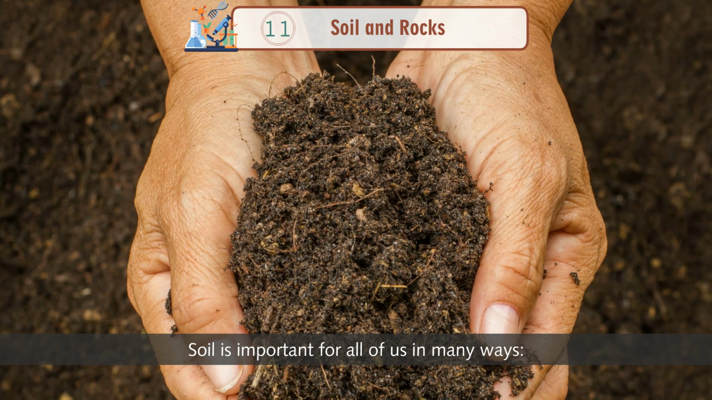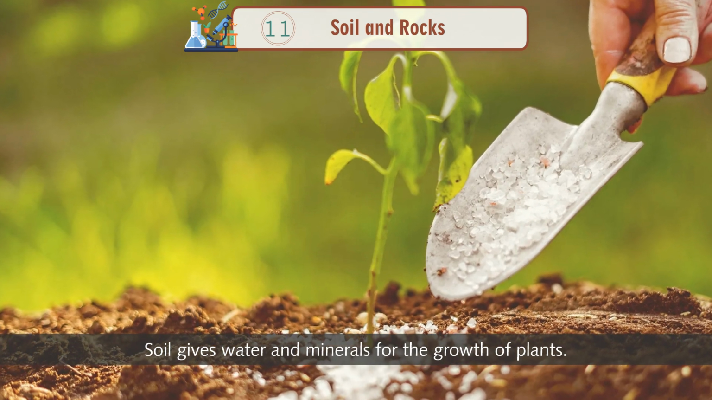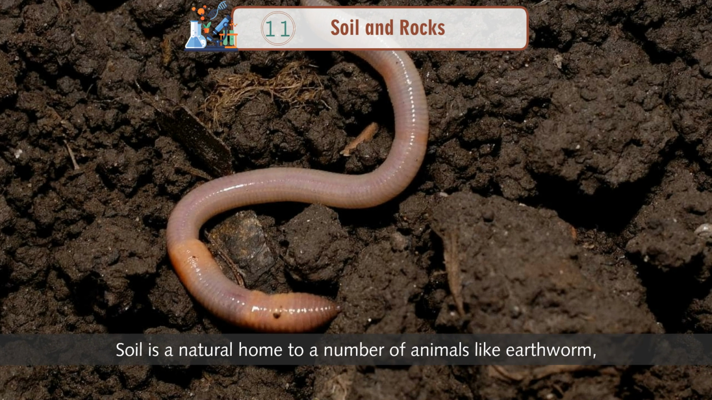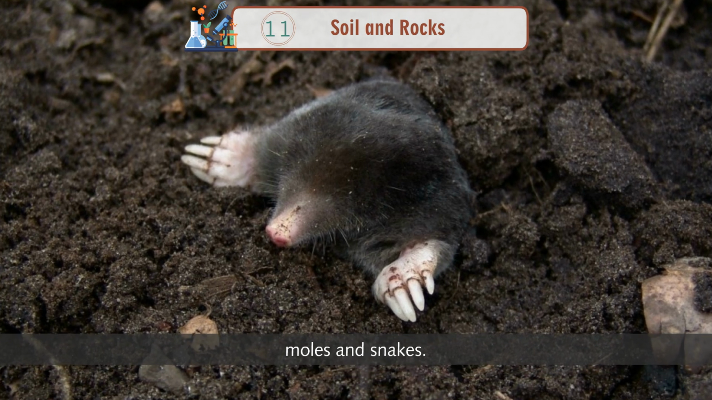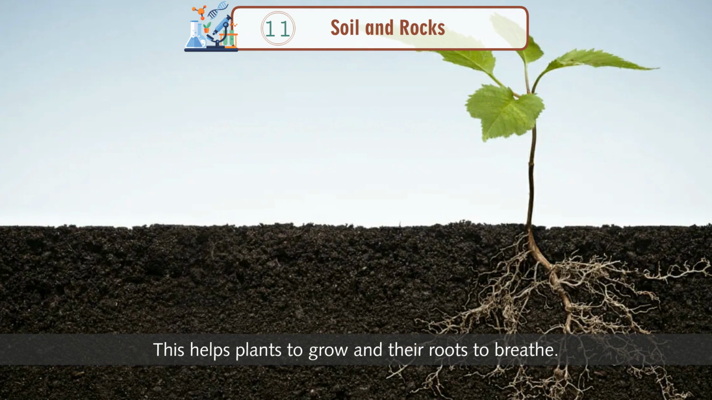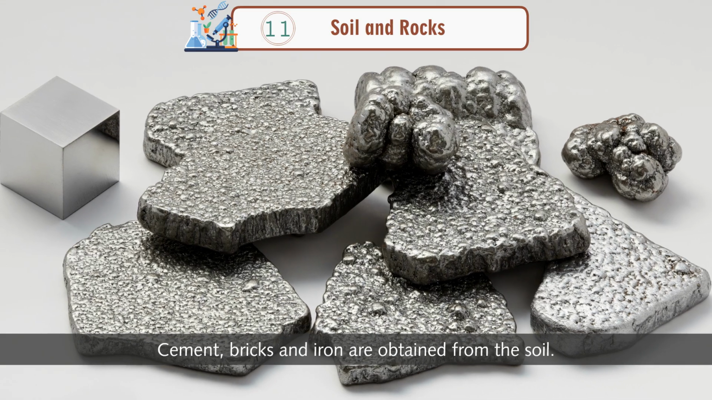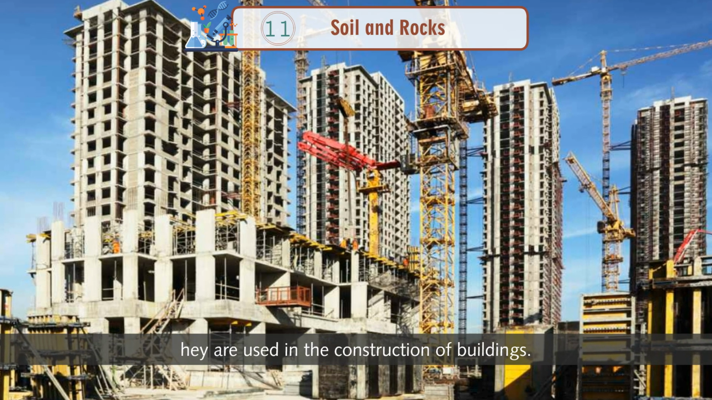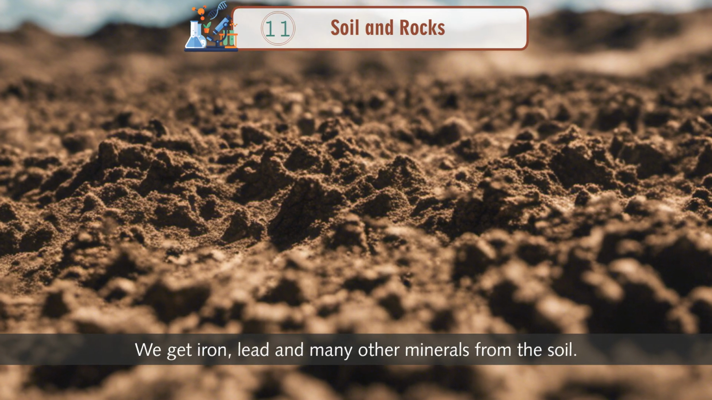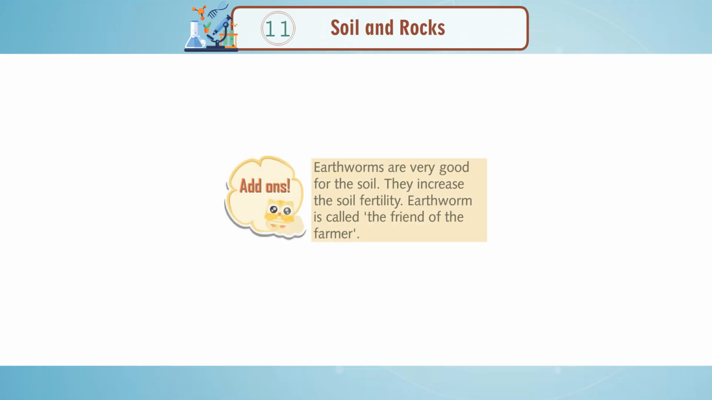Importance of soil. Soil is important for all of us in many ways. Soil gives water and minerals for the growth of plants. Soil is a natural home to a number of animals like earthworms, moles, and snakes. The earthworm makes the soil fertile by digging tunnels through it. This helps plants to grow and their roots to breathe. Cement, bricks, and iron are obtained from the soil. They are used in the construction of buildings. We get iron, lead, and many other minerals from the soil. Soil prevents floods by absorbing rainwater.